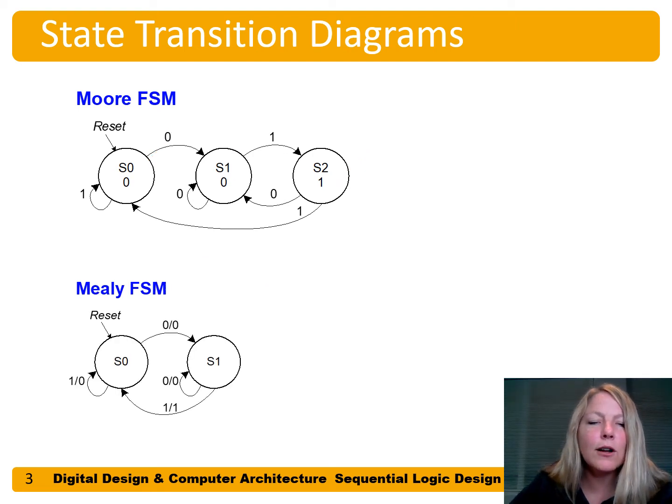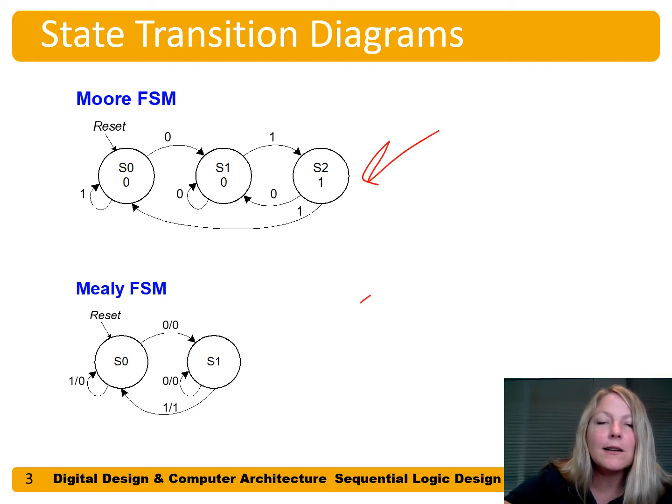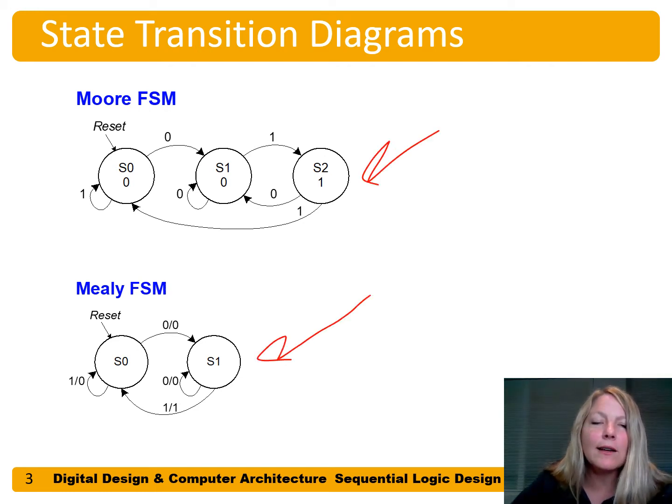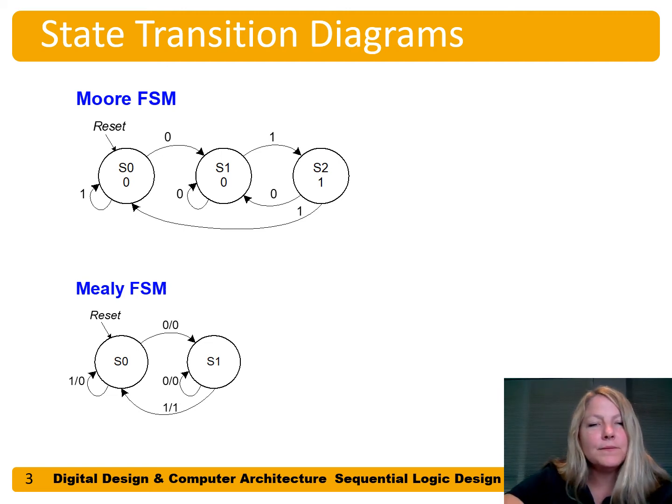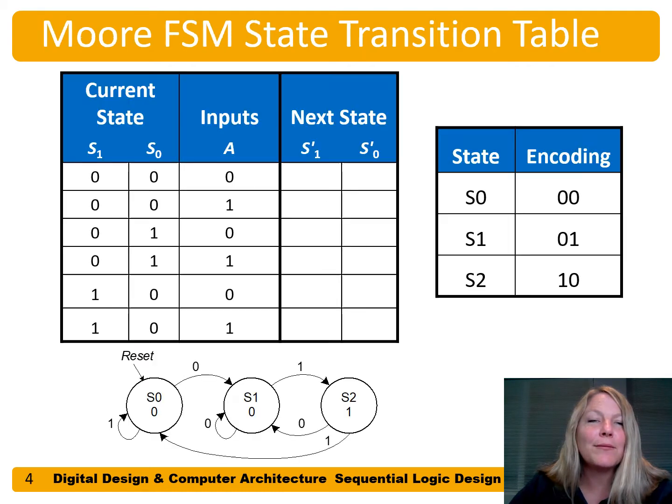And so drawn more nicely, here is our Mealy FSM, and you'll notice from looking at it, hey, guess what? We have fewer states. We have 3 states here and only 2 states in our Mealy FSM. So now let's see how we turn this into a circuit.